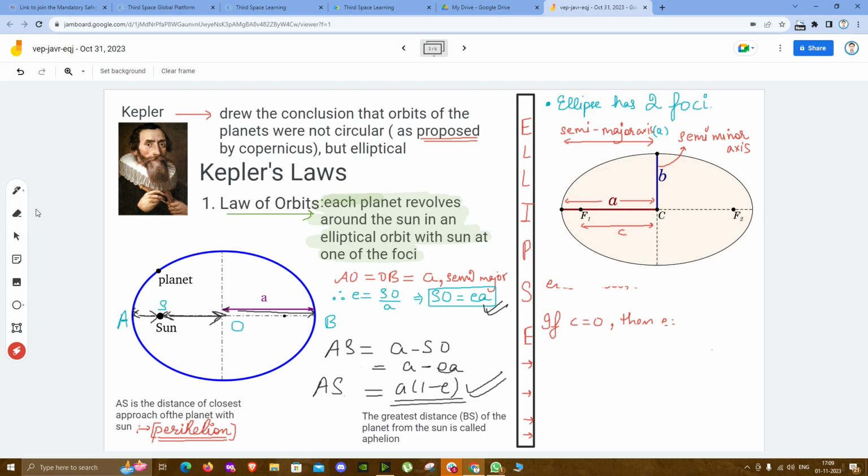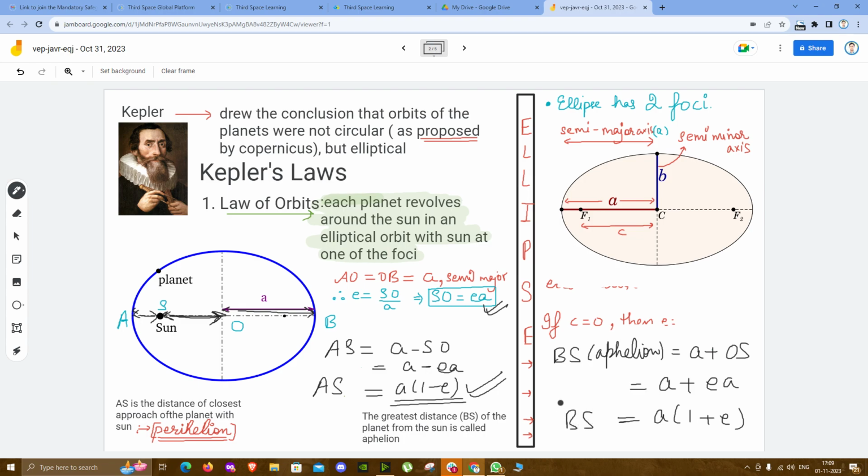Let's calculate that as well. Now it will be SB, isn't it? SB, aphelion. So aphelion will be mathematically, as you can see here, A plus OS. The semi-major axis plus OS. So it will be simply A plus EA. You take out the semi-major axis and it will be A(1 plus E). So this will be the value of aphelion. These are the two values of perihelion and aphelion.